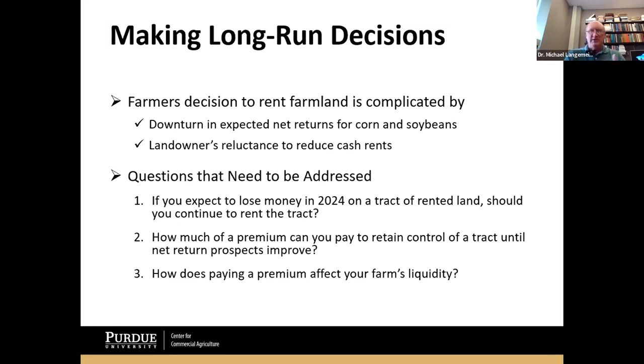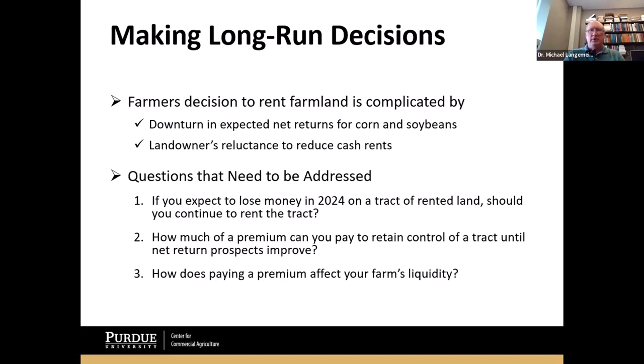And so that's how this typically works. But the real answer is, what does your liquidity look like? If I'm in a situation like a lot of farms are, where I have a very strong balance sheet in terms of liquidity and solvency, I can take a hit. I can take a hit for 1 or 2 years and keep this tract of ground and then continue to try to negotiate a lower cash rent if these net returns are lower.